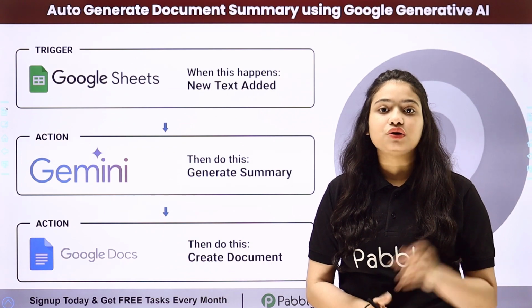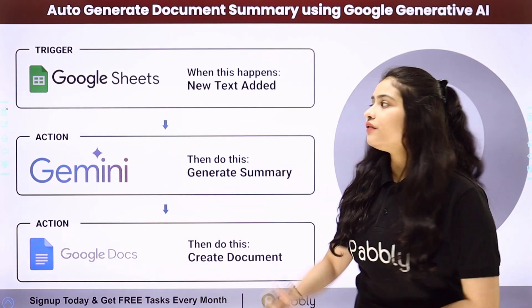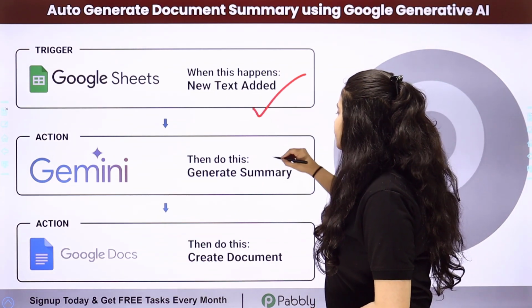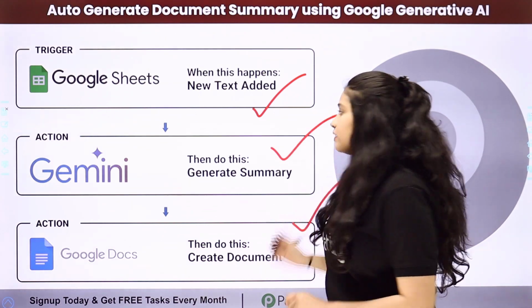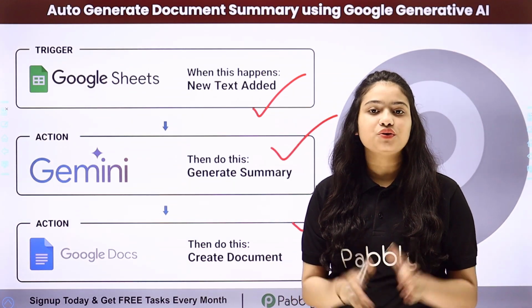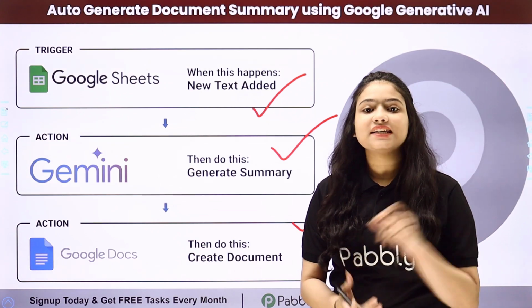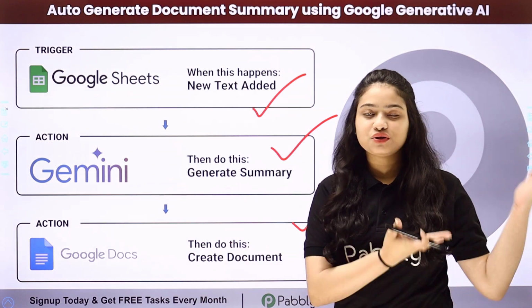So Pably Connect works on two principles, trigger and action. Here we are going to take Google Sheets in our trigger and the action will be Gemini and Google Docs. So we will connect all of them by using Pably Connect in order to automate this entire process. And to learn the entire automation step by step, let me take you all to my screen.